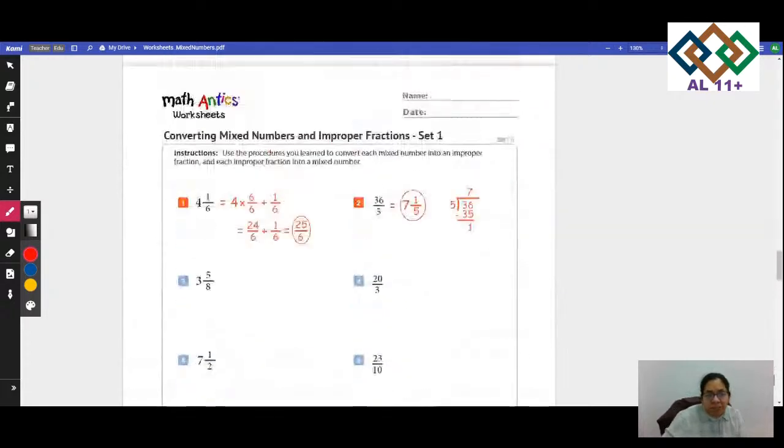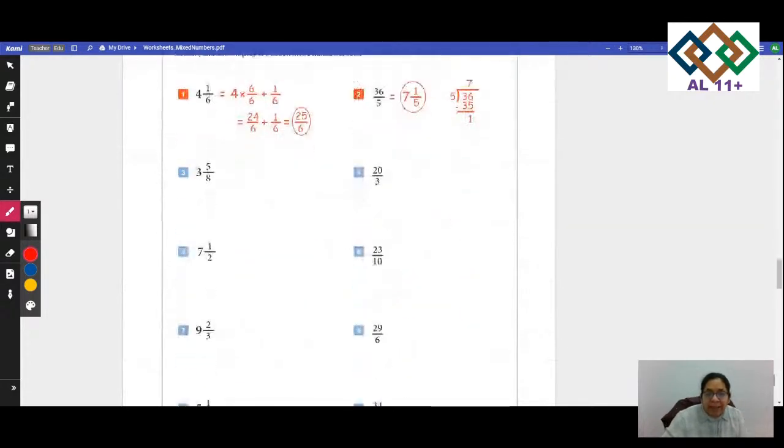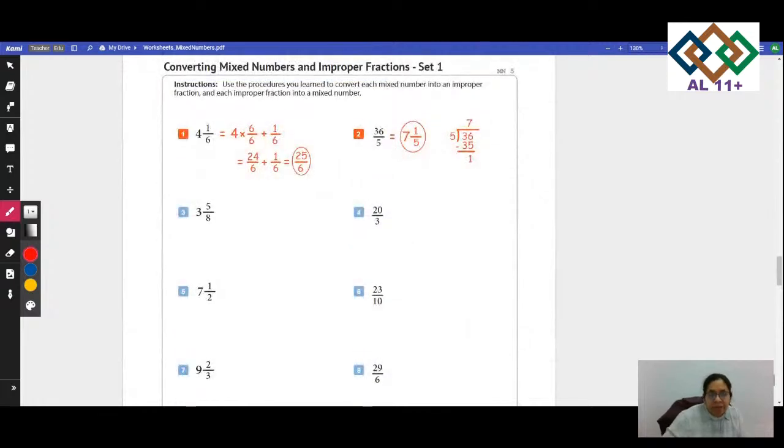So let's look at the sheet here. In the sheet they have given you an example. Let's look at the first example. They have given that you have to multiply it. They have done it a certain way. They have multiplied the bottom, the denominator, by 6. So they have multiplied 4 by 6, and the bottom one you also have to multiply by 6.